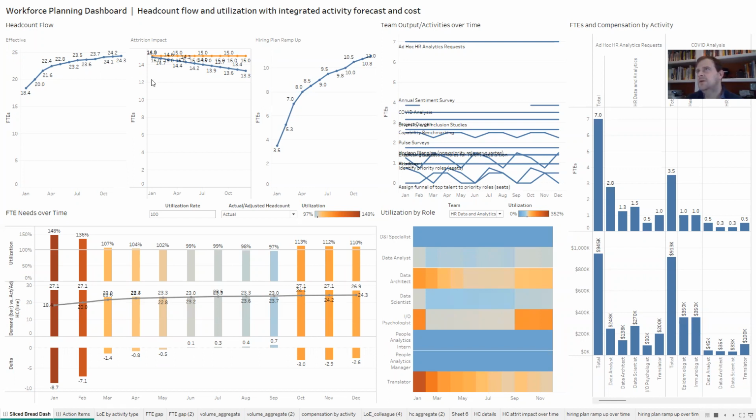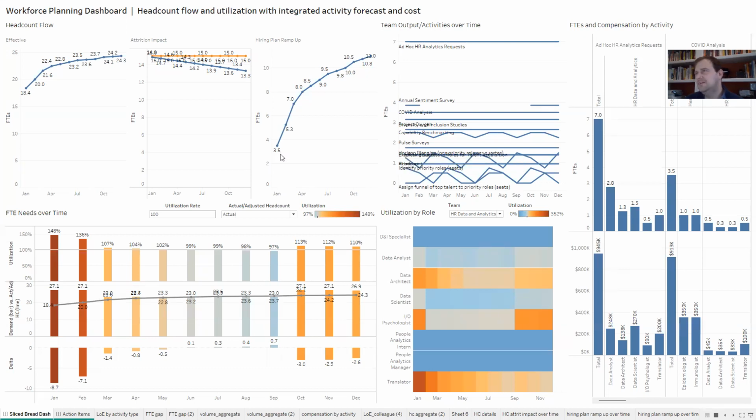So headcount flow. You'll see there's effective, attrition impact, and hiring plan ramp up. What effective is, it's your starting headcount minus your expected attrition plus the ramp up of your hiring plan. So 18.4 FTEs is essentially what you see as 15 is the starting FTEs. Then you see it drops down. So this is your projected attrition over time, plus the ramp up of your hiring plan.